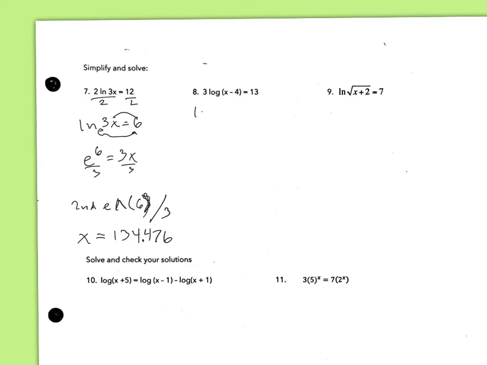Over here, we're going to divide by 3. So we have the log. Don't do anything with this. Don't distribute that. Don't do anything strange to it. It just stays like that. 13/3. Now we're going to swoop. No base, base 10. So 10 to the 13/3 power is equal to x minus 4. So 10 to the 13/3 power plus 4 is x.